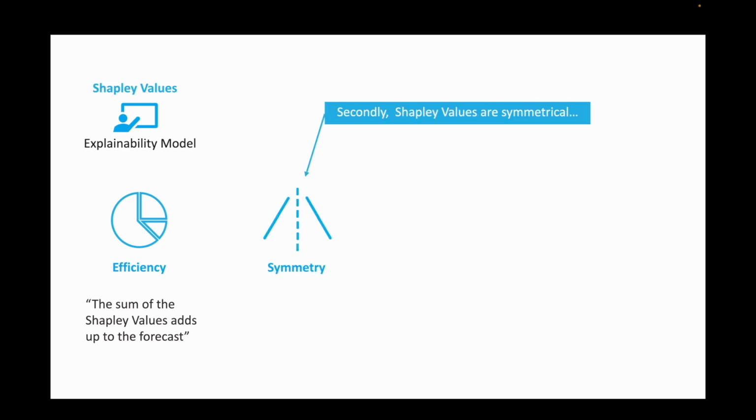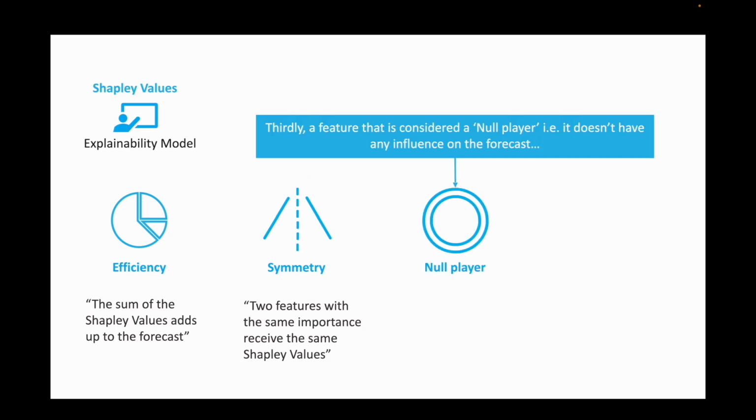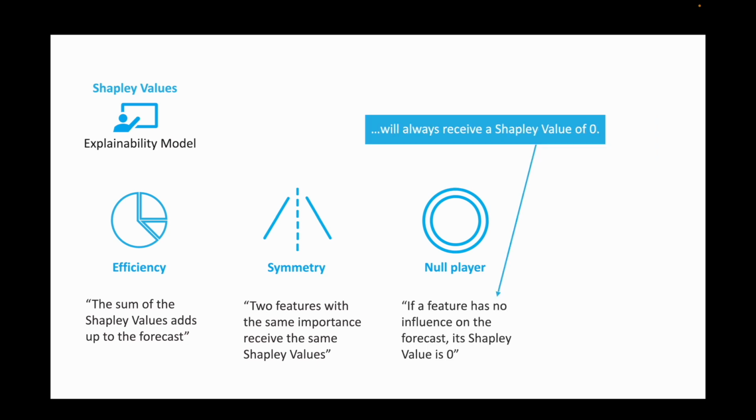Secondly, Shapley values are symmetrical, which means that two features that have exactly the same effect will receive the same Shapley value. Thirdly, a feature that is considered a null player, that is, it doesn't have any influence on the forecast, will always receive a Shapley value of 0.